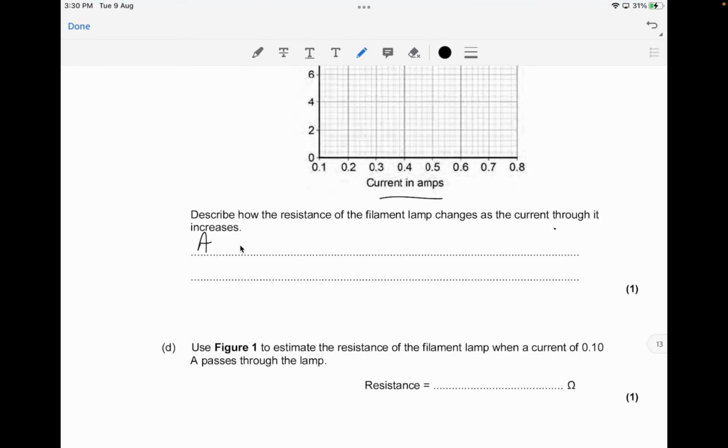As you guys can see, as the current in amps increases, the resistance also increases. So for 1 mark, you can say that as current increases, resistance increases as well. You can also mention that resistance increases at an increasing rate. Okay, let's move on to the next question.